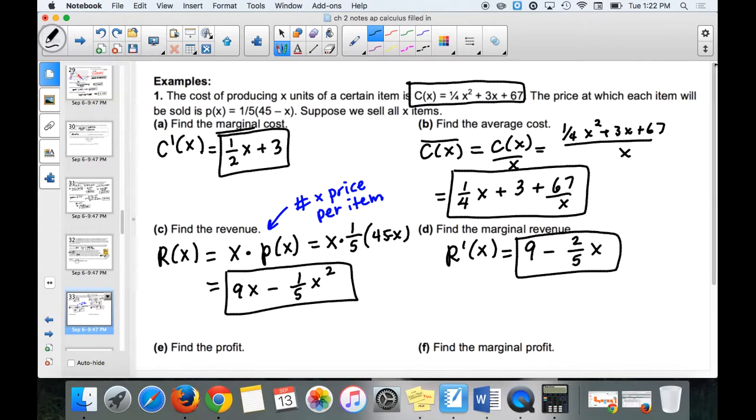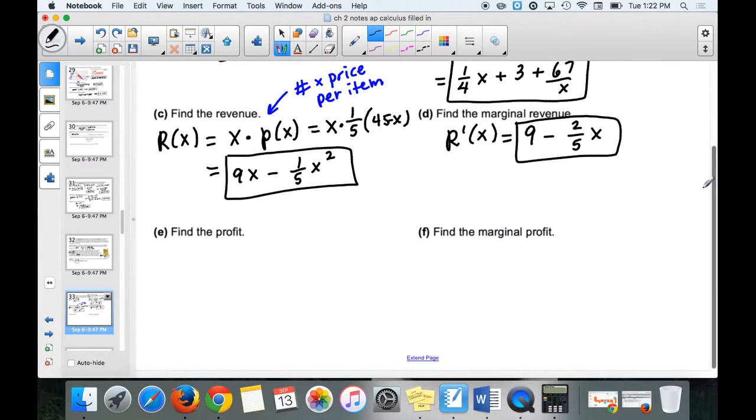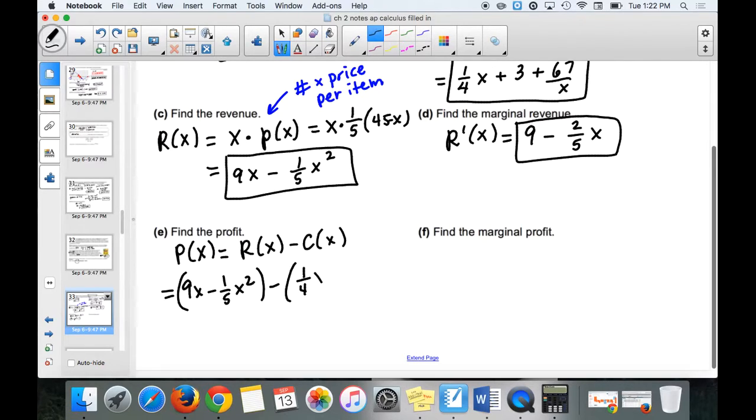And then profit. Profit was revenue. What's the equation? Profit equals revenue minus cost. So our revenue was 9X minus 1/5 X squared. And our cost was the 1/4 X squared plus 3X plus 67, the original. So when we simplify, we get negative 9 over 20 X squared, let's see, plus 6X minus 67.